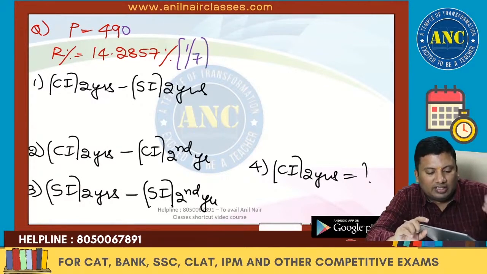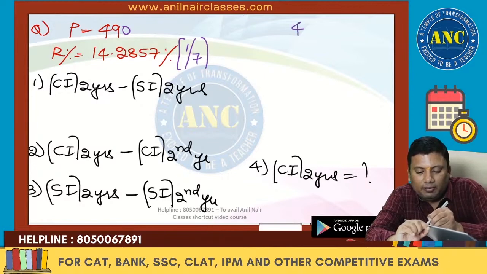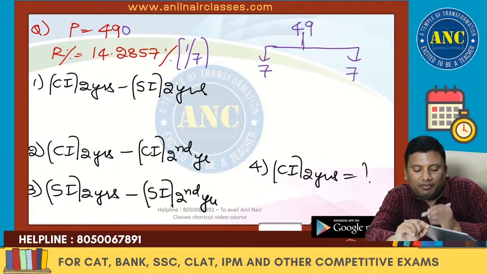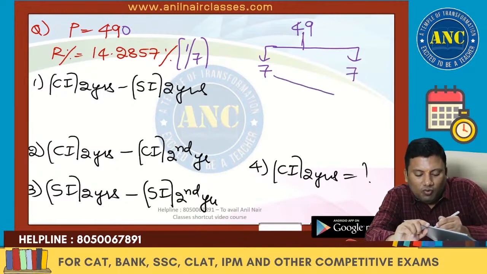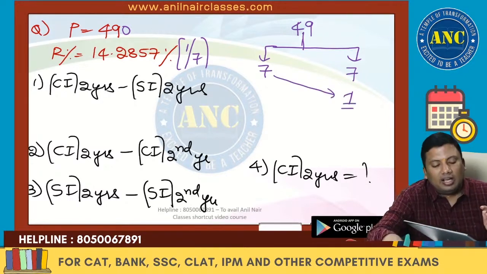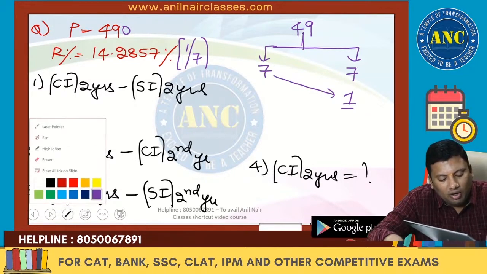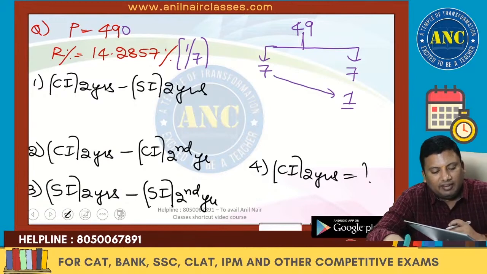14.2857 is 1 by 7. So it is nothing but 7 square, 49. So this is nothing but 1/7 of 49, which is 7. 1/7 of 7, which is nothing but 1. What is this one? Interest on interest. Once you are able to write like this, then all the problems become very easy for you.